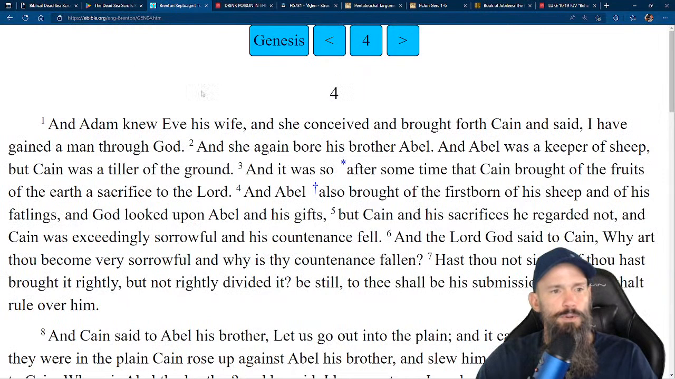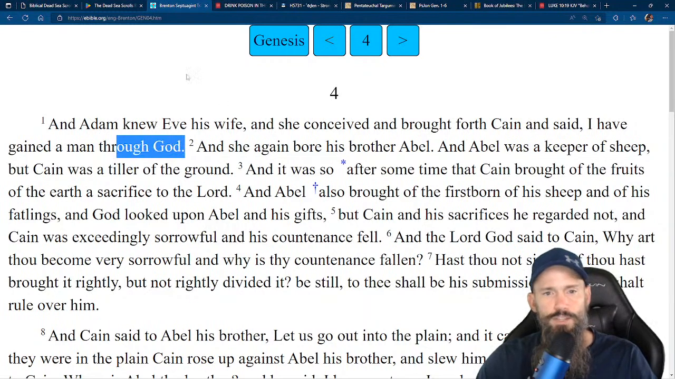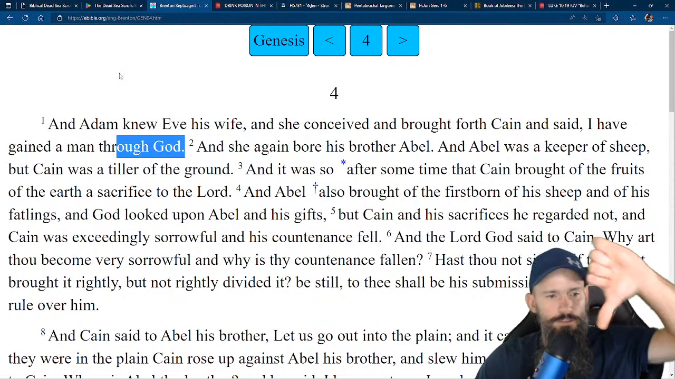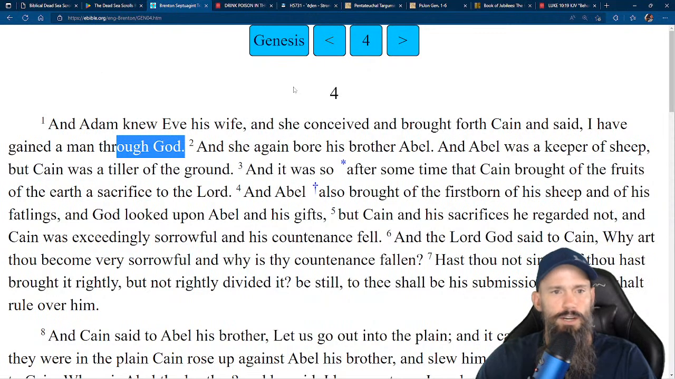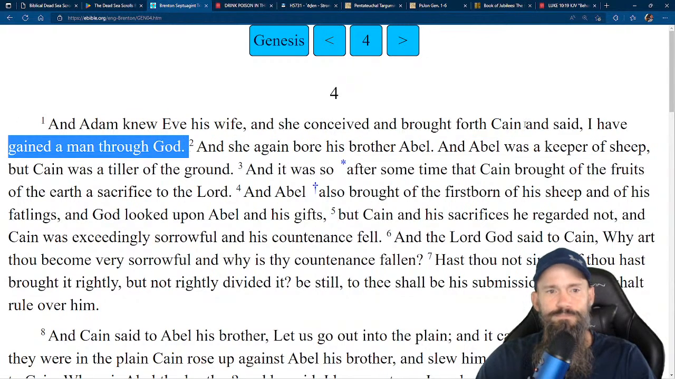And Adam knew Eve his wife, and she conceived and brought forth Cain, and said, I have gained a man through Yahuwah. That serpent seed doctrine? Negative. Satan would be with the fallen angels right now if he had done that. Negatory. She gained a man through Yahuwah.